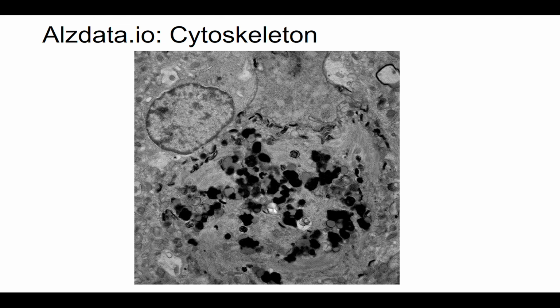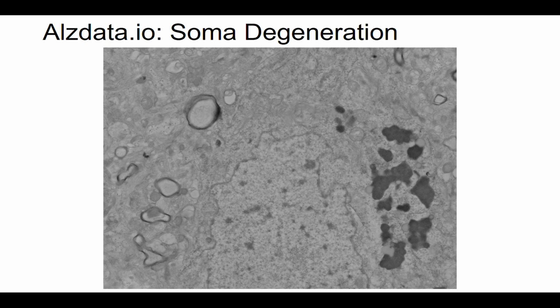Additionally, we delve into modifications to subcellular organelles and the cytoskeleton, which are crucial in understanding the cellular dynamics in Alzheimer's disease. Notably, we examine axonal dystrophy, a phenomenon where axons undergo structural degeneration, resulting in impaired neuronal communication. Soma degeneration is another critical aspect highlighted in our database. This condition is characterized by changes in the cell body that can lead to reduced neuronal function and survival.